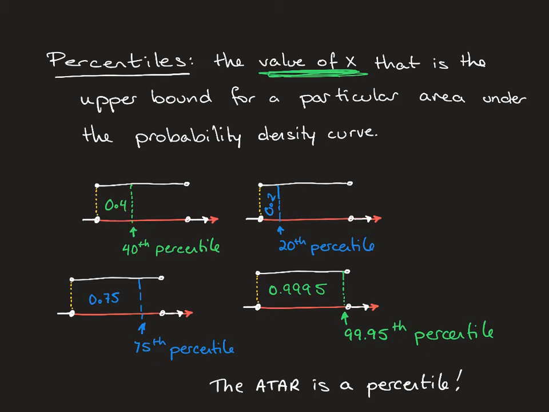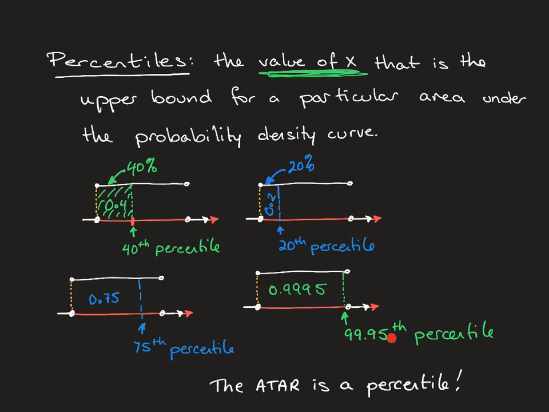So this is 40% of the data. This is 40%, that area. And so whatever that x value is there, that value is the 40th percentile. It's the same for our next one across, our blue one. That area there is 20% of the whole of the area under the curve. So whatever that x value is there is the 20th percentile. We've got the 75th percentile here and the 99.95th percentile. Does that sound familiar?